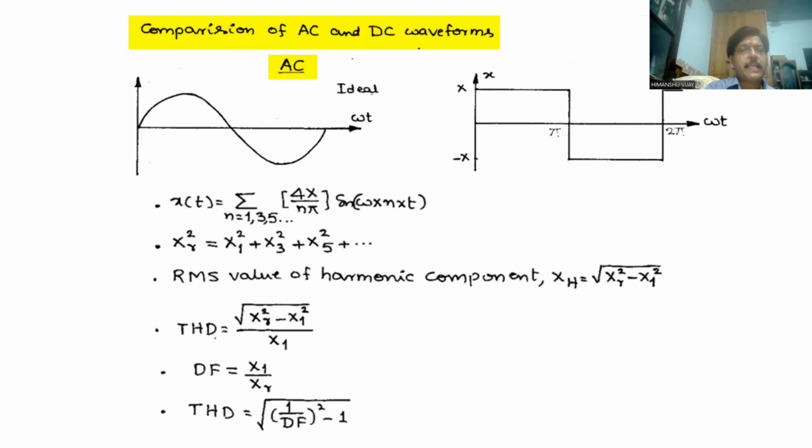Now the distortion factor can be calculated by taking the ratio of X1 and X_R. THD, given in terms of the distortion factor, is equal to the square root of (1 upon DF) whole squared minus 1. These expressions are helpful. For example, for an ideal waveform, a pure sine wave, the total harmonic distortion would be 0 and the distortion factor would be equal to 1. So you can refer to this for the ideal waveform.